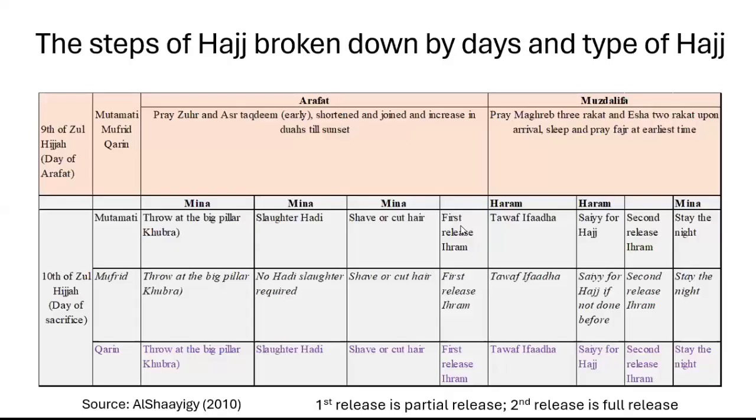So you slaughter and then you shave or cut the hair. And then that's the first release of the ihram. Then you can remove the ihram and wear normal clothes, put on perfume. Then you go to the Haram and do your tawaf ifada, which is a rukun. Then you do sa'i for hajj, because the Mutamati only did sa'i for umrah. Then now he is fully released from the ihram. Then he will go to Mina and stay the night.